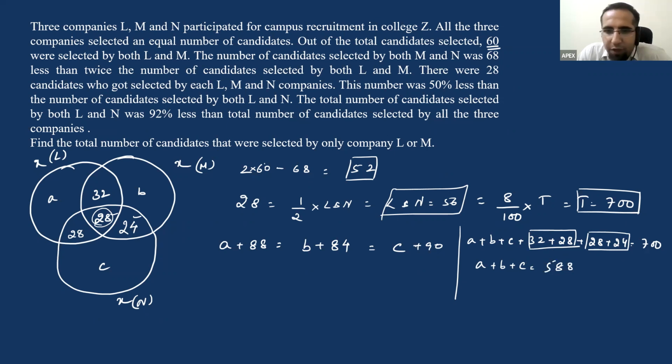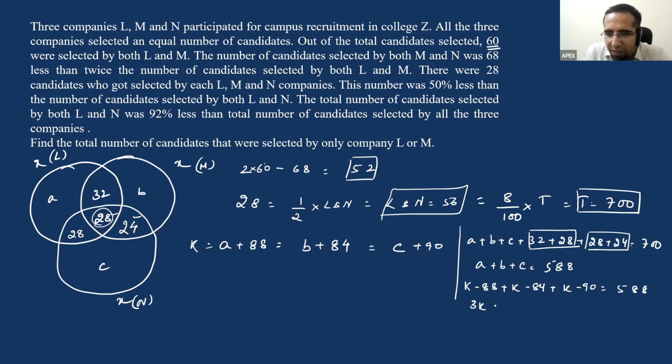Clear? So if A plus 88 is equal to B plus 84 is equal to C plus 90, let's say this is equal to K. What is the value of A? That is K minus 88. What is the value of B? K minus 84. What is the value of C? K minus 90. The sum is equal to 588.